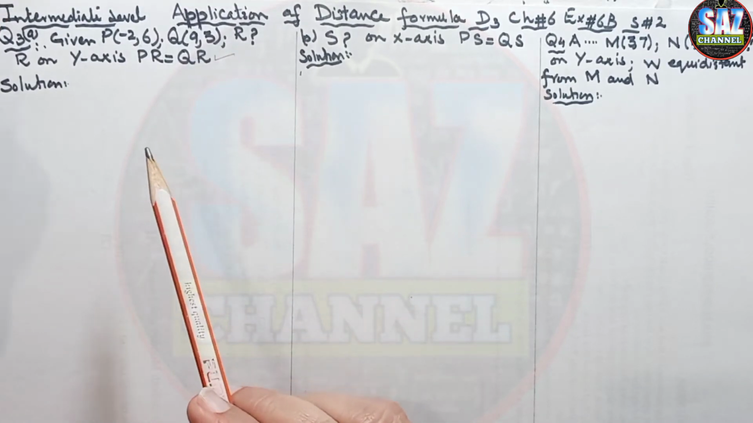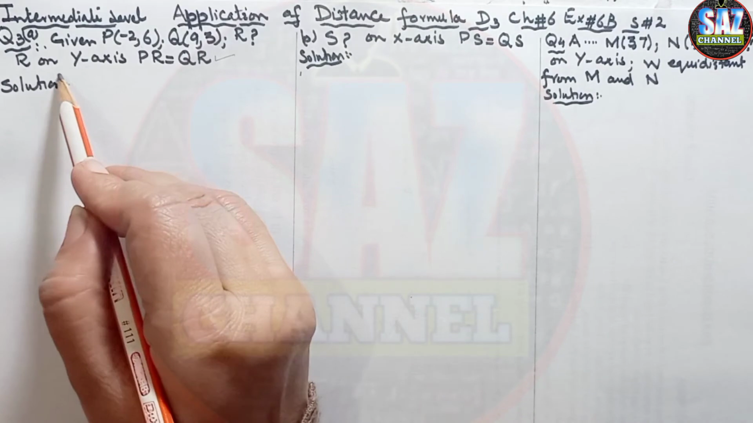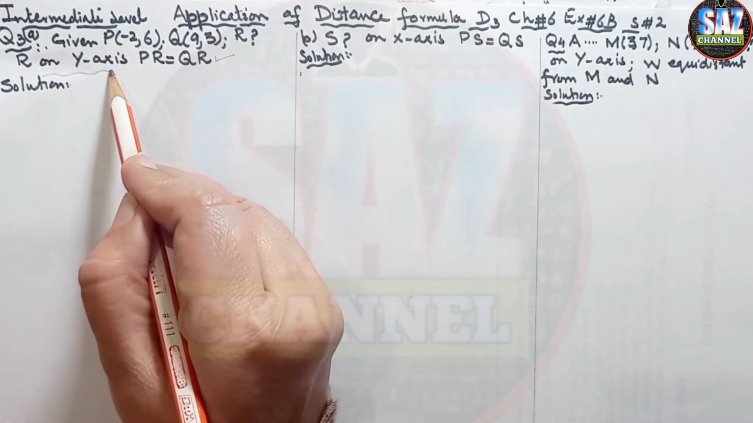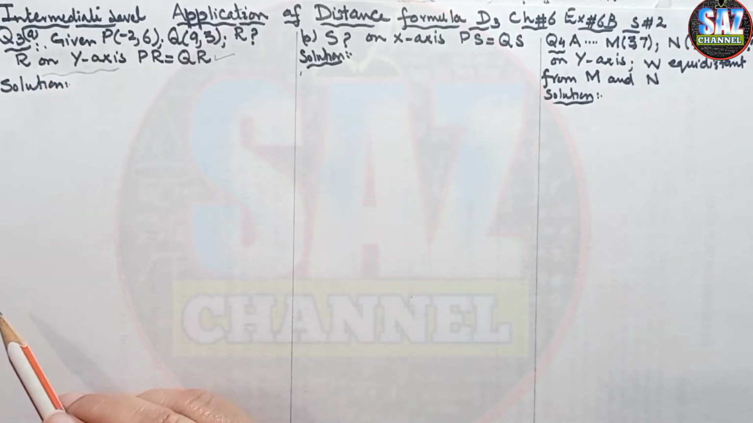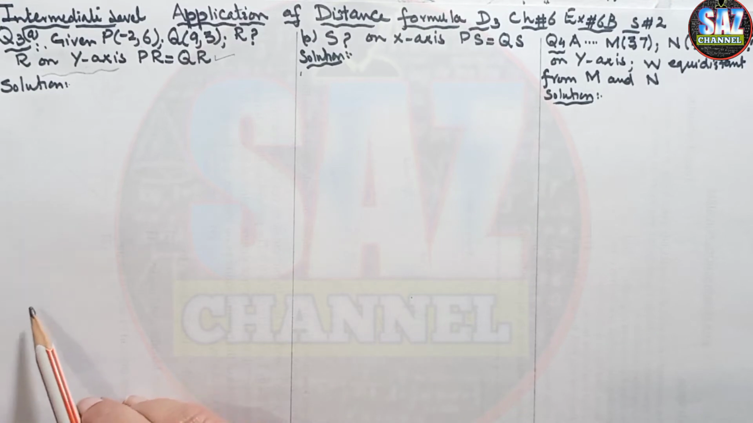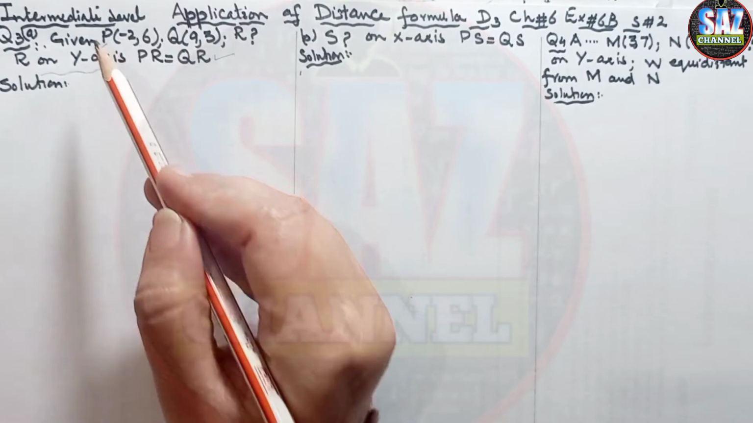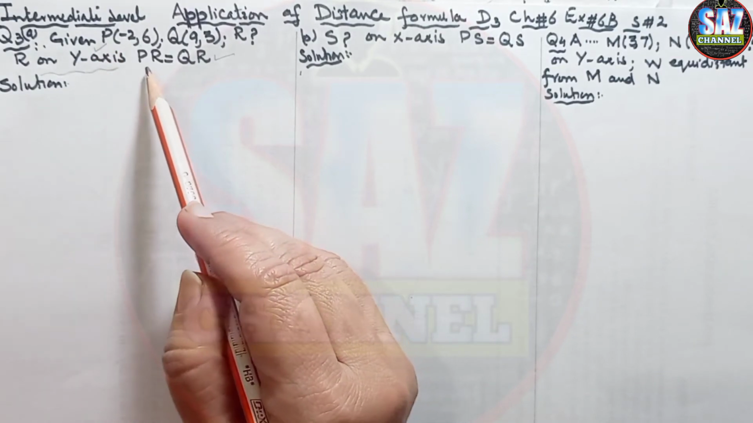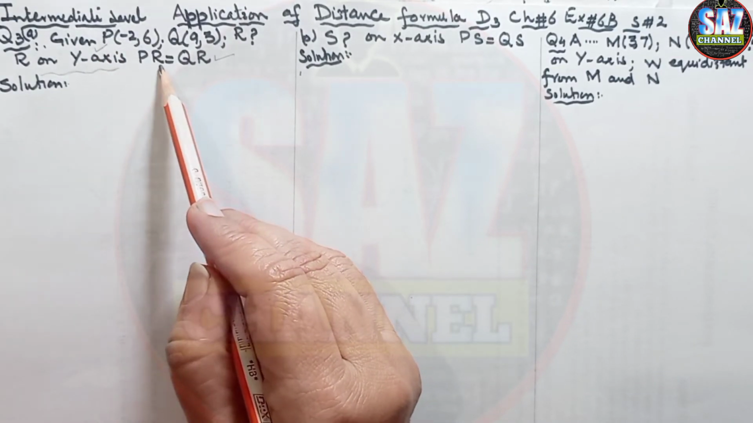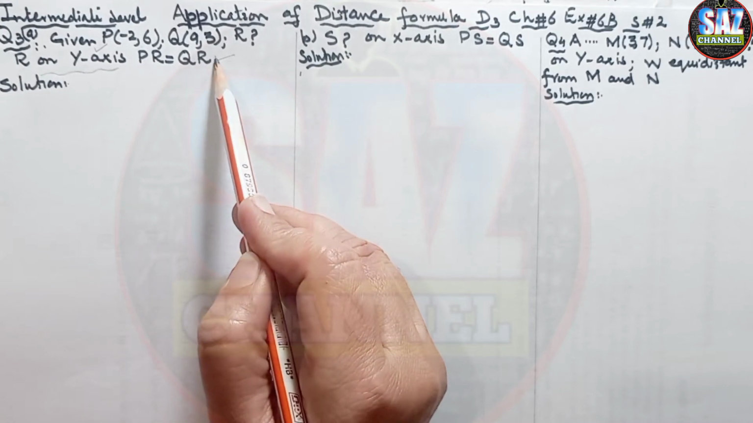It's really important to underline important terms of the question and understand what they mean. Here we have to find coordinates of point R and R is on y-axis, and the second condition is that we have to keep the distance of PR equals to distance of QR.